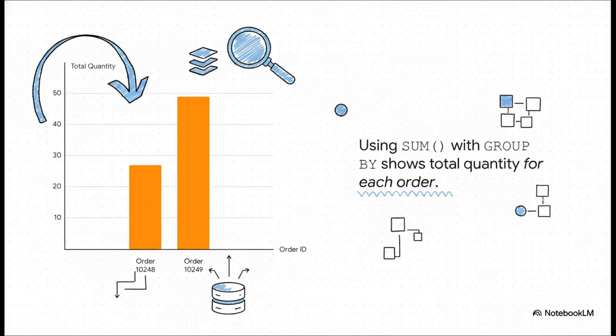It's huge. And we don't have to stop at one giant total, we can slice it up. By adding a group by clause, we can tell SQL to give us a subtotal for, say, each individual order. So you can see right here in the chart, order 10248 had 27 items, and order 10249 had 49. This is how you go from one big, overwhelming number to a detailed summary you can actually do something with.